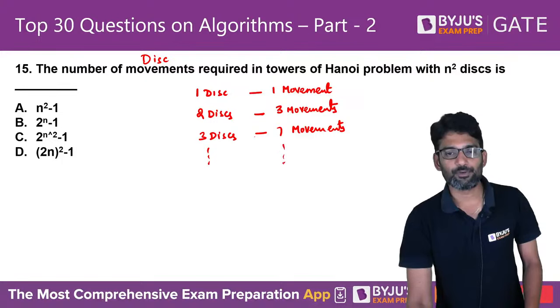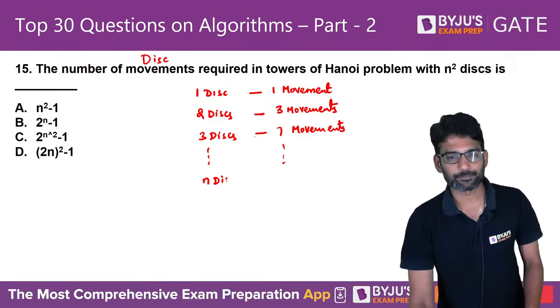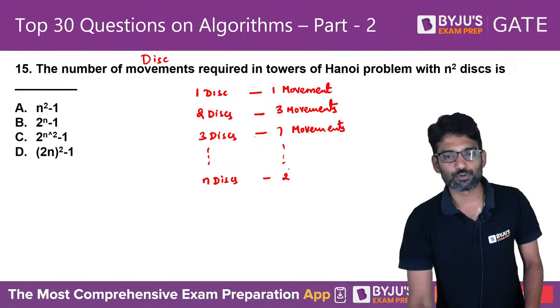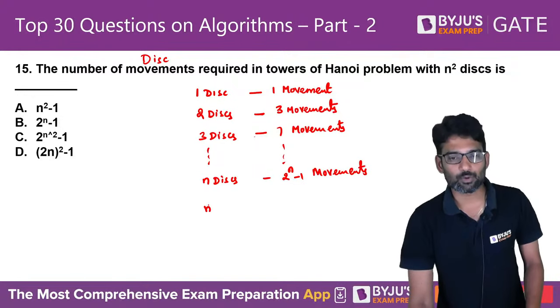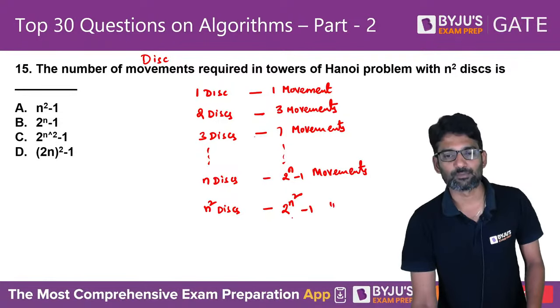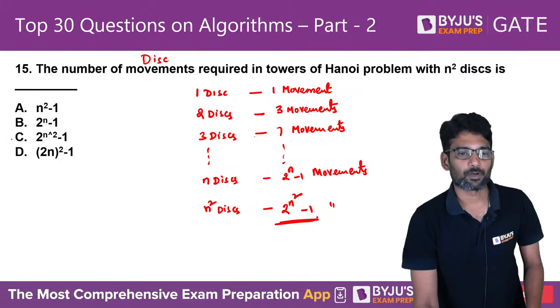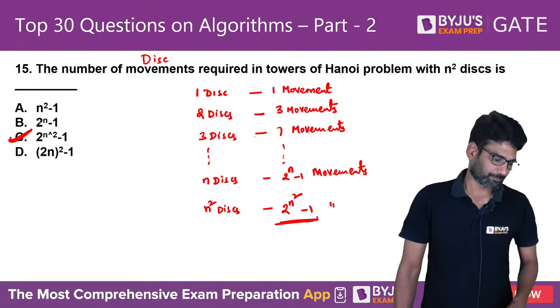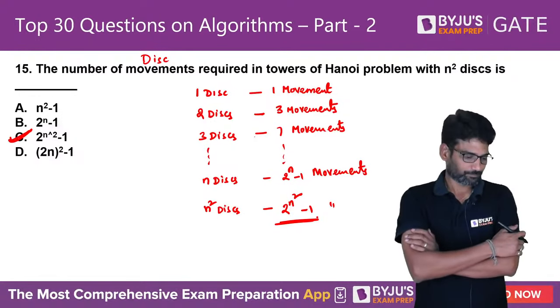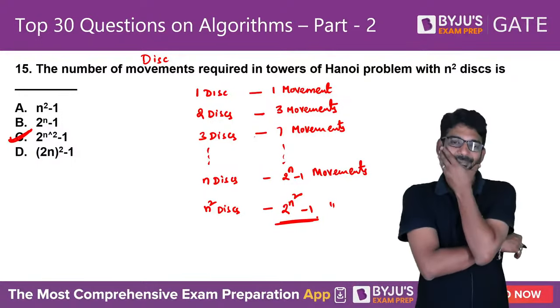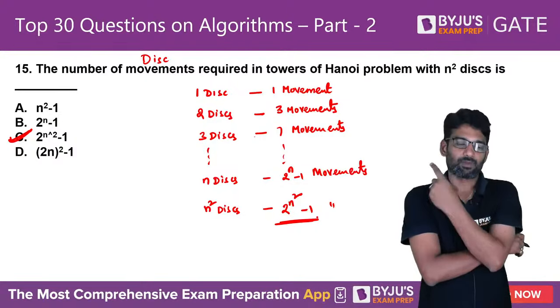So, if you are having n disks, 2 to the power n minus 1 movements required. But here n square disks are given, so it would be 2 to the power n square minus 1 movements. So, option C should be the right answer. Option C should be the right answer. Right?